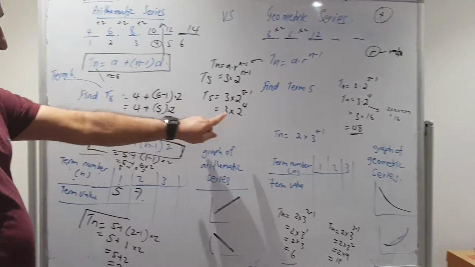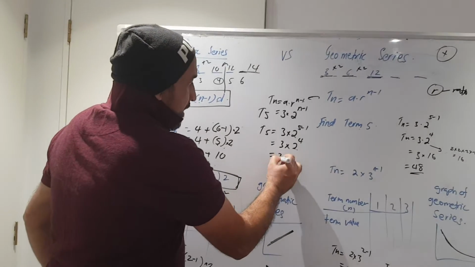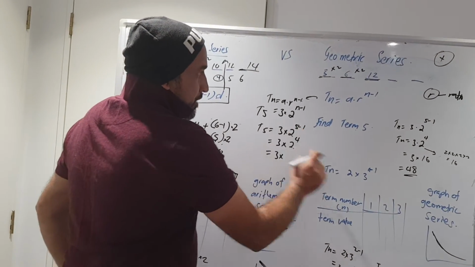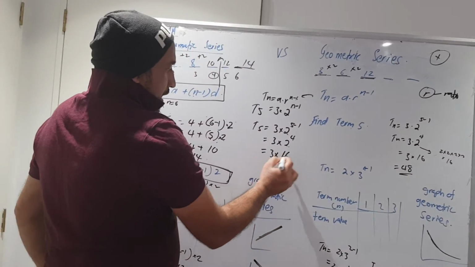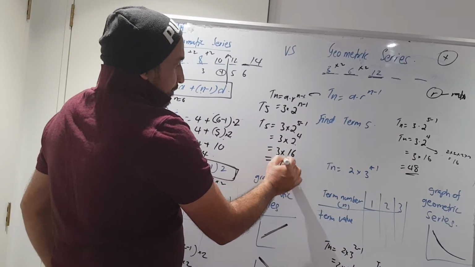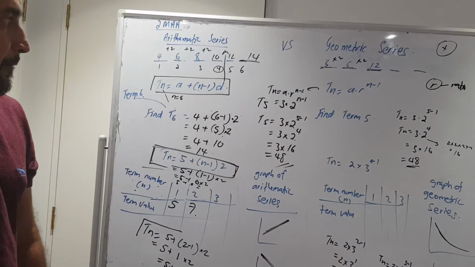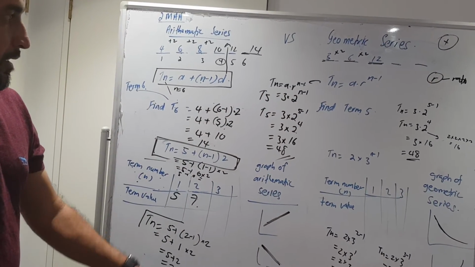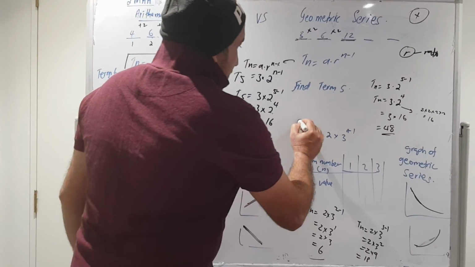3 times 2 to the power of 4. You can do this on the calculator. 2 to the power of 4 means 2 times 2 times 2 times 2, which is 16. And 16 times 3 is 48. So that's geometric series. And then in your Education Perfect, you might see some exercises like that.